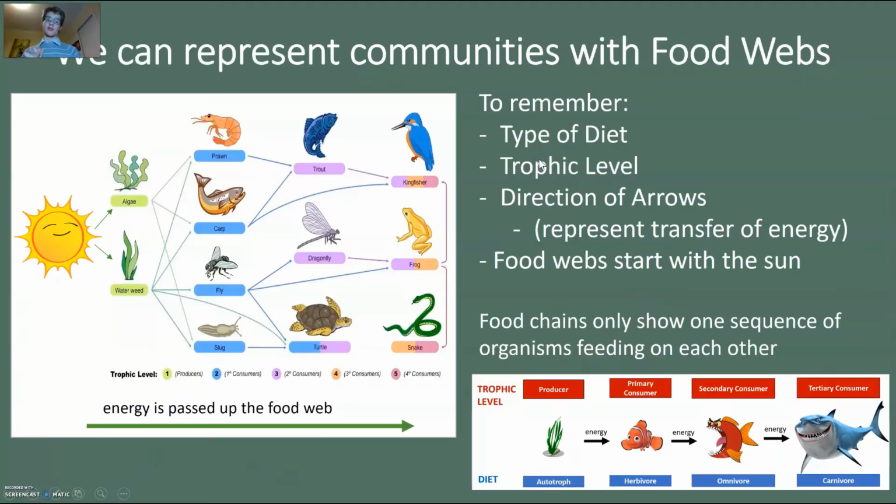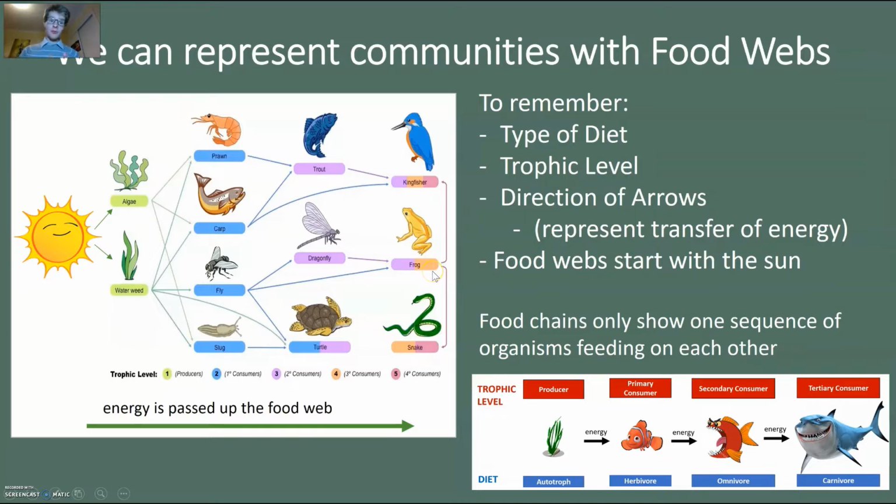Okay, so with those definitions out of the way, let's first look at food webs. A food web represents communities. So remember, that's all the populations in a given area. A food web can represent the interactions between different populations in a community, and it shows us what eats what.